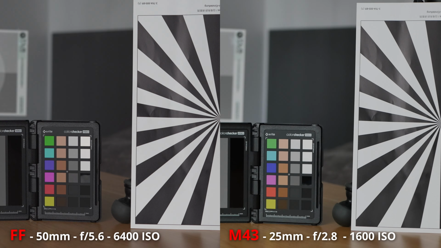The crop factor squared isn't quite exact for the difference in total light captured between sensors of different sizes, but it's close enough for us to get an idea of what we're dealing with, which is about 2 stops in this case. So we can also use the crop factor to match the noise levels between these sensors.